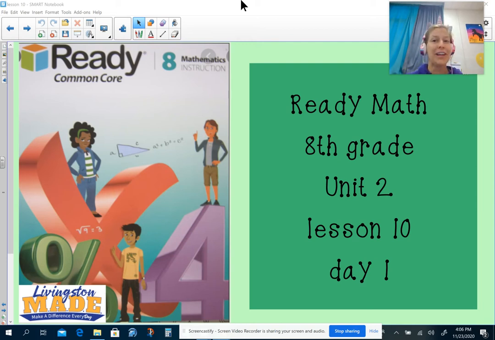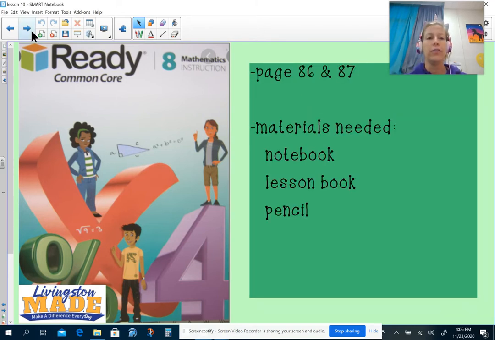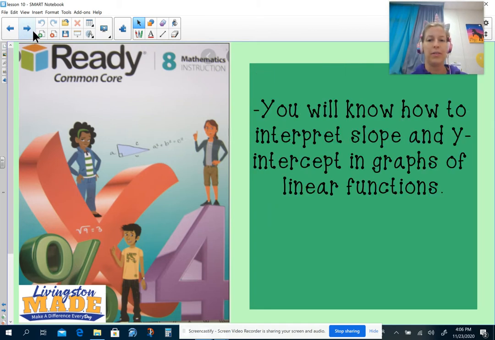Okay, today we're starting lesson 10, day 1. So we are almost out of unit 2. This is our last lesson in unit 2. So let's get started. Make sure you have your book. We're going to be on page 86 and 87. You're also going to need your notebook and something to write with.